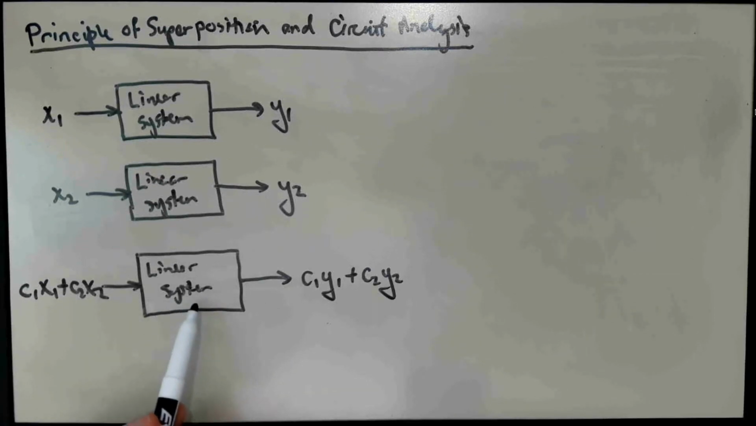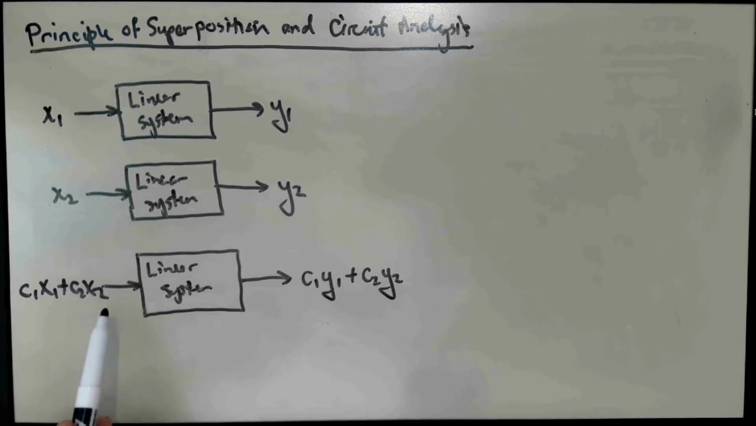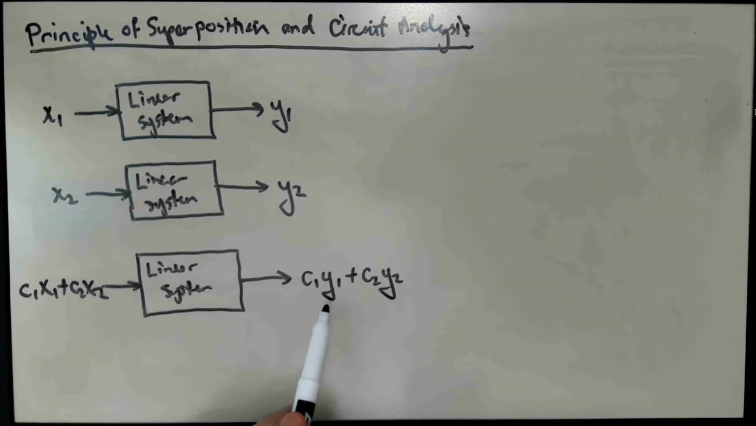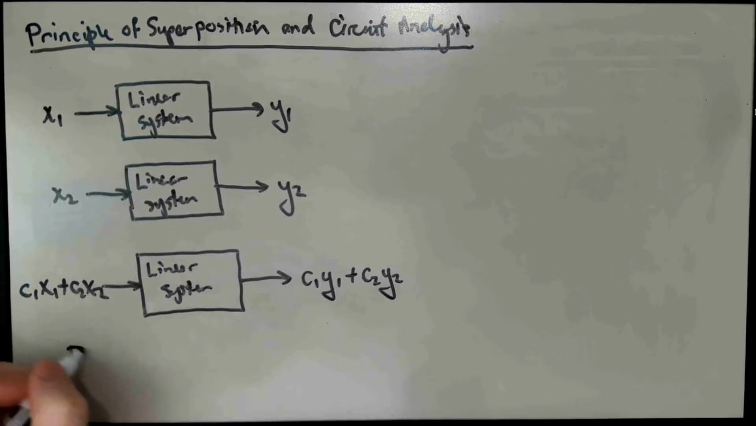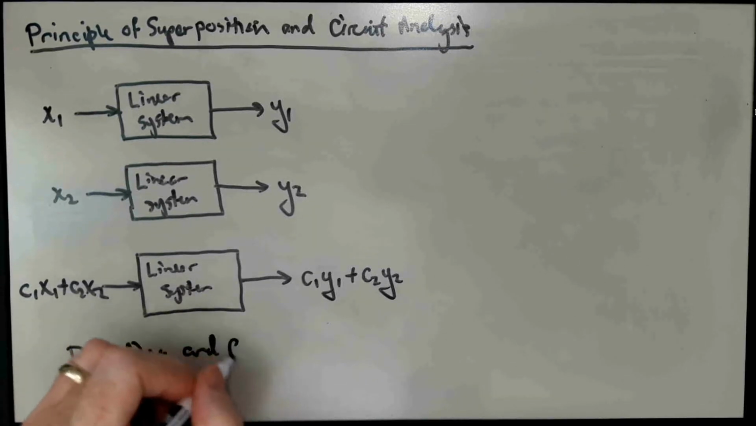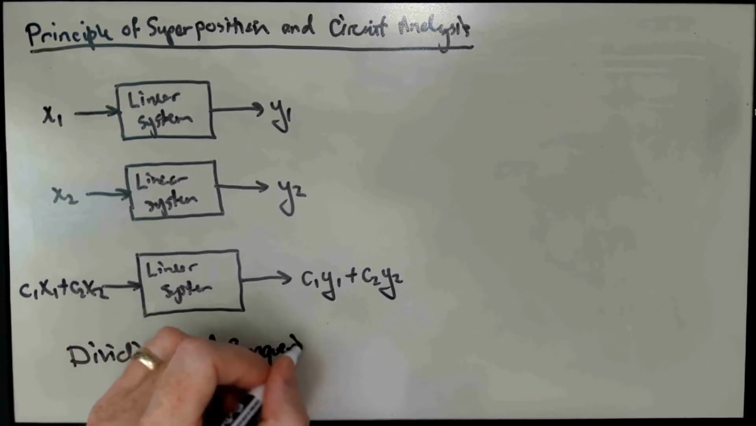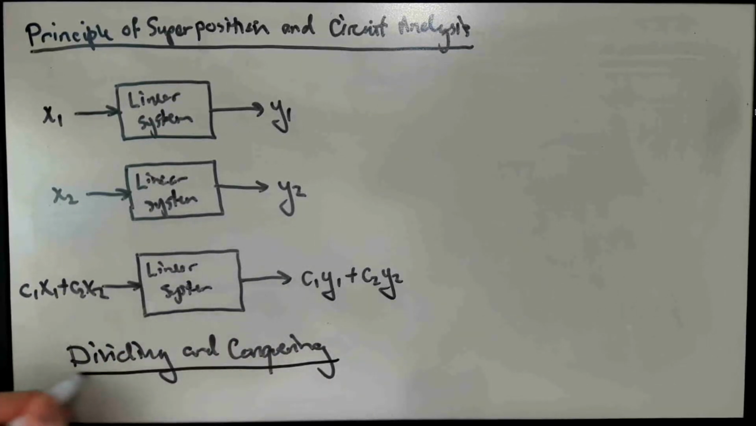So basically what the principle of superposition says is that the response of a linear system to some summation of signals is equal to the summation of the responses of the system to each of those signals independently. And the cash value of that in terms of circuit analysis is that it gives us a way of dividing and conquering. So it's a divide and conquer technique for circuit analysis problems.